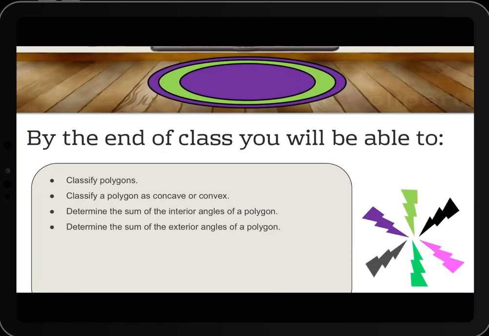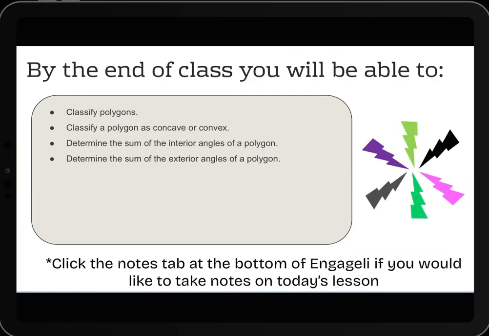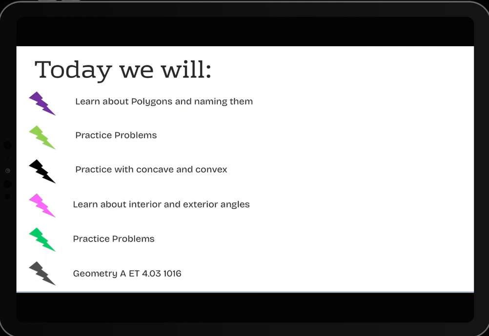Okay, so our objectives will be to classify polygons, to classify a polygon as concave or convex, determine the sum of the interior angles of a polygon, and determine the sum of the exterior angles of a polygon. To achieve that, we're going to talk about polygons and the naming conventions and practice problems related to that, as well as whether they're concave and convex. We're going to talk about interior and exterior angles and the practice problems for those, and then I'll illustrate a few of the slides that I would refer back to help you most specifically with the exit ticket. I'll actually be referencing those prior to going to the exit ticket itself.